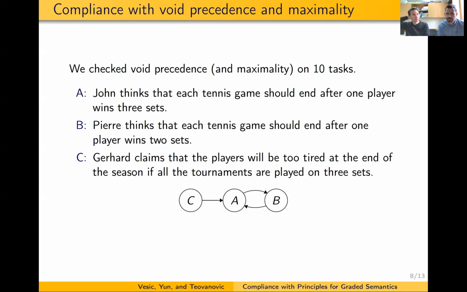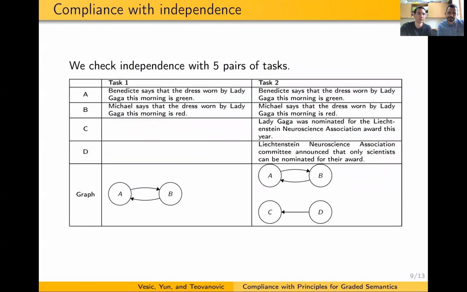Here we can illustrate what, for example, void precedence is. It says that a non-attacked argument should have a greater score than each attacked argument. So here, if a participant said that C is strong and A and B are very weak, then we know that the person does satisfy the principle on this example. We don't have time to go into more details about maximality and other principles.